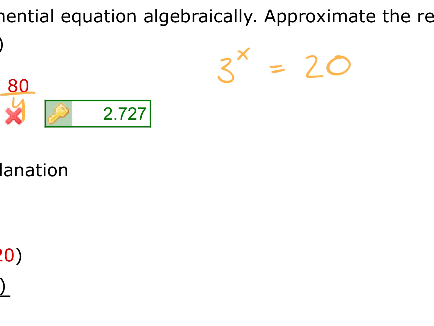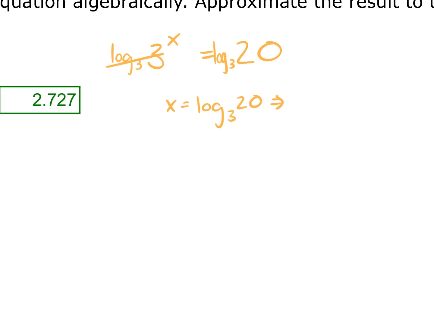We can put it in log form. So I could take the log with base 3 of both sides. So it'll cancel here. We get x is equal to log base 3 of 20. If you rearranged it and put it in log form, you'll end up with the same equation. Then to put this in the calculator, we have to use our change of base formula. So we have log of 20 divided by log of 3. Remember, the base goes on the bottom.